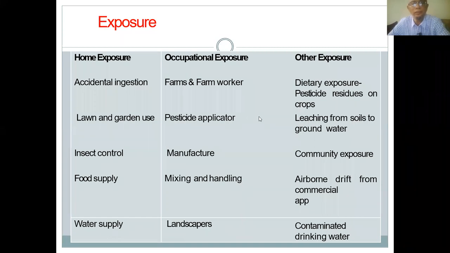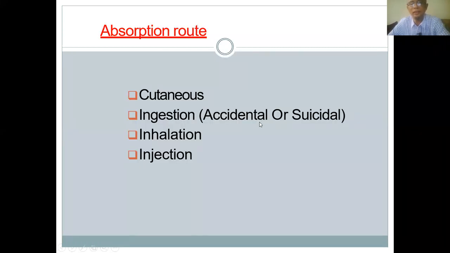So these are the ways how these insecticides actually come to play in the field of poisoning. It may be in the agriculture field or even in household use, or they may be accidentally taken, or they may be taken with the intention of suicidal poisoning. Absorption routes, that is cutaneous absorption, ingestion, accidental or suicidal, inhalation and injection. So these are the routes of absorption of this poisoning.